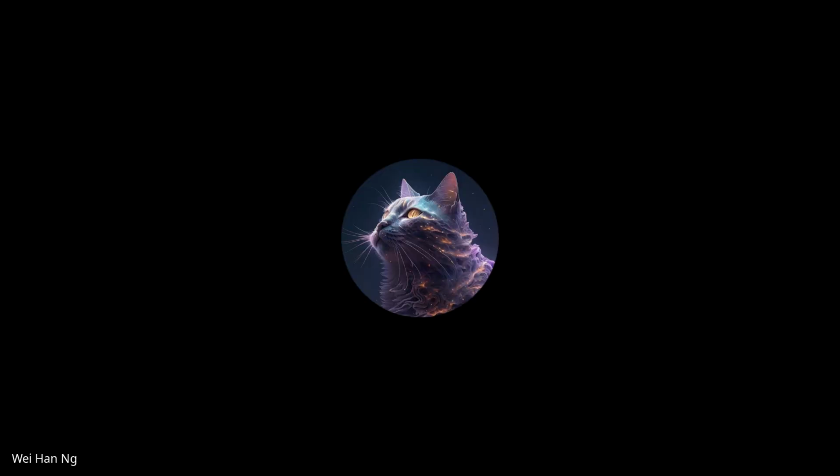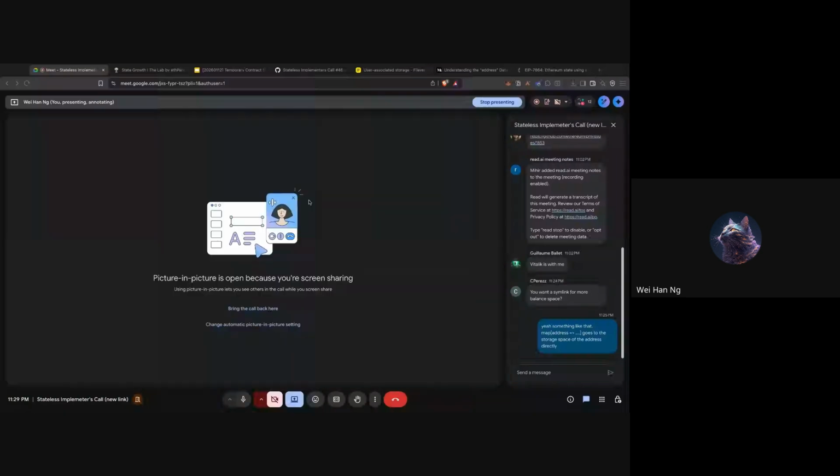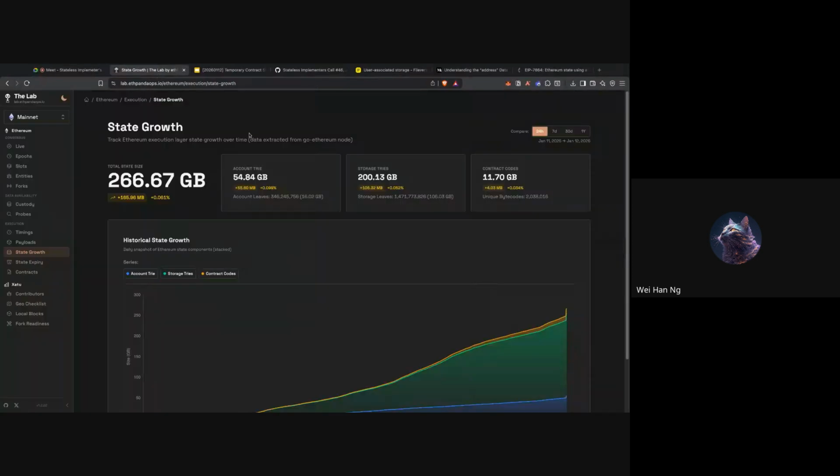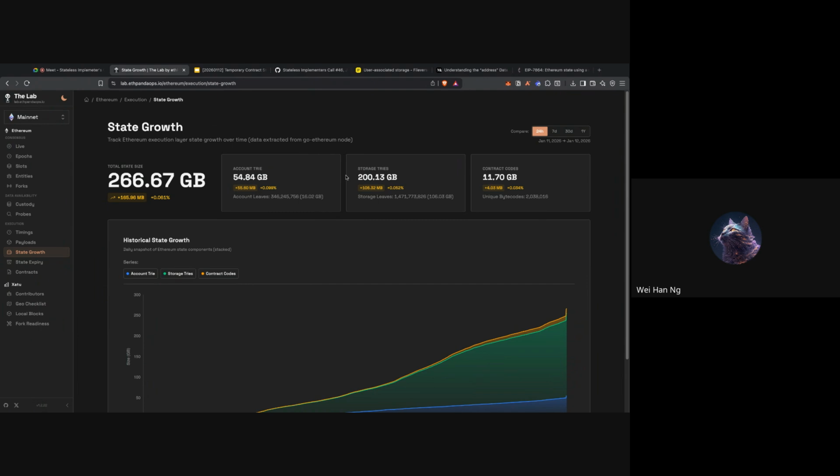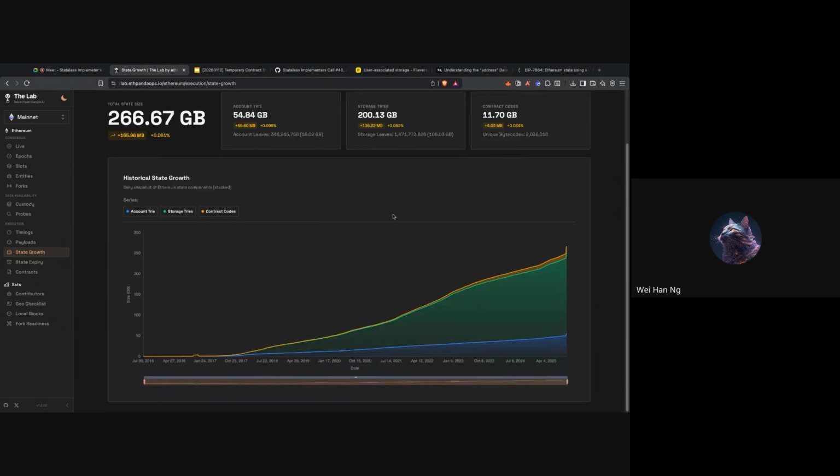I can give a quick update, but I just want to share a few things on what we have done with the ETH team. So I'll just quickly share my screen. Okay. So basically, I would like to introduce this page in the ETH lab page. Everyone can see the state growth visualization here. This data is extracted from a Geth node, so if you compare it with your EL node, it's definitely different. But at least we can see the trend of state growth over time.